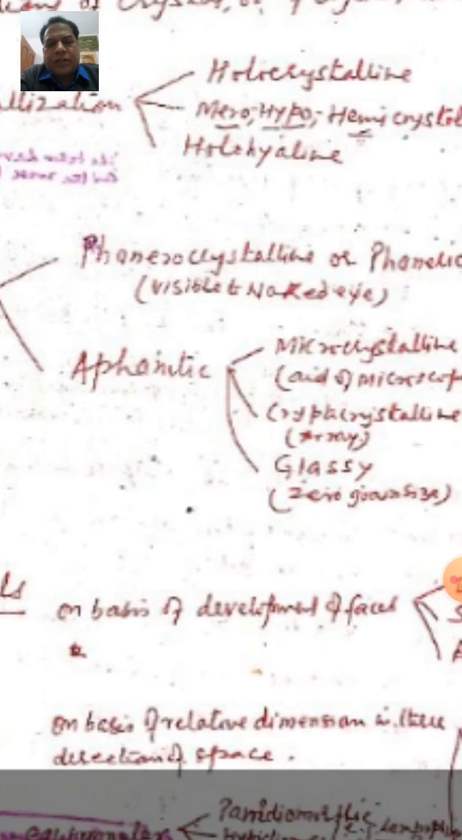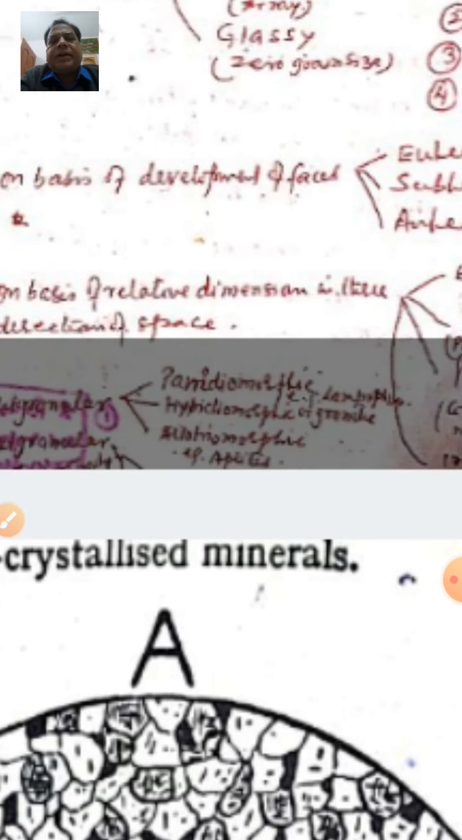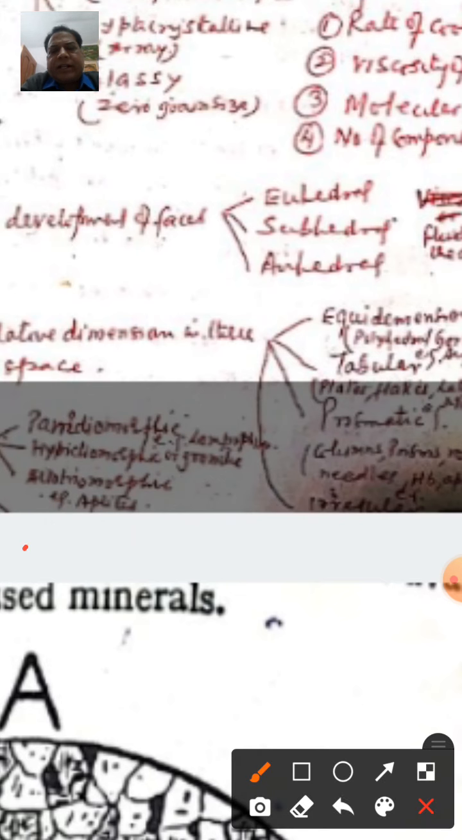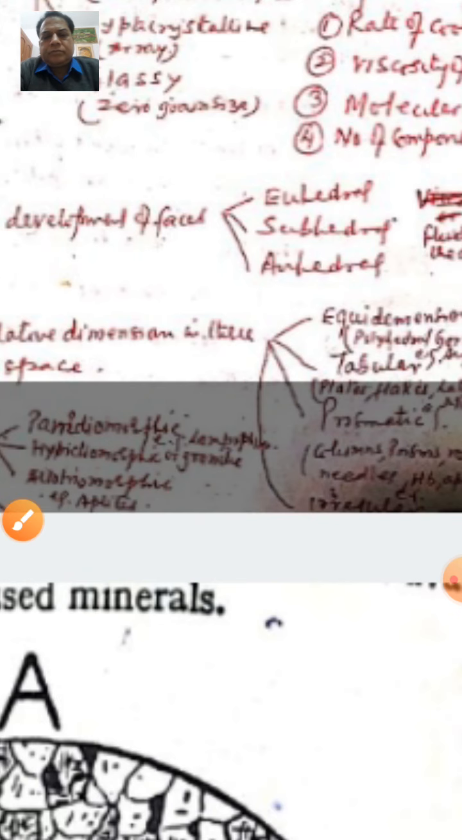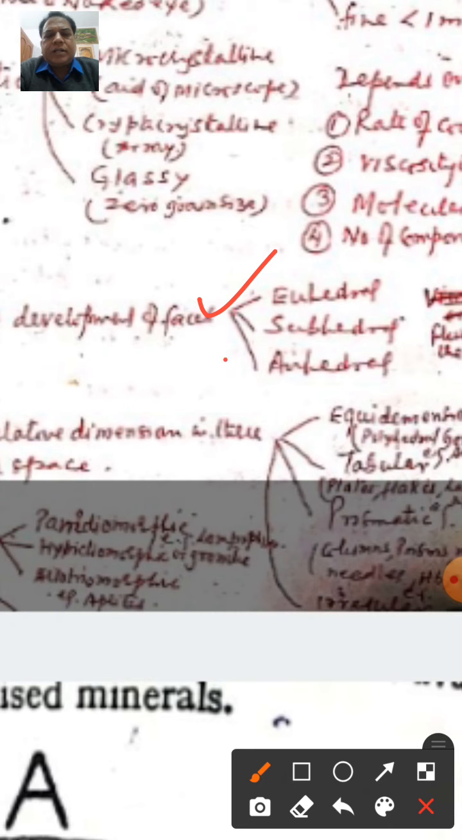Now third is the shape of the crystals, on the basis of the development of faces. The first category is on the basis of the development of the faces, in three categories: euhedral, subhedral and anhedral. If all faces are developed, then we call the grains euhedral. If some faces are partly developed, then subhedral, and if none of the faces are developed, then anhedral.